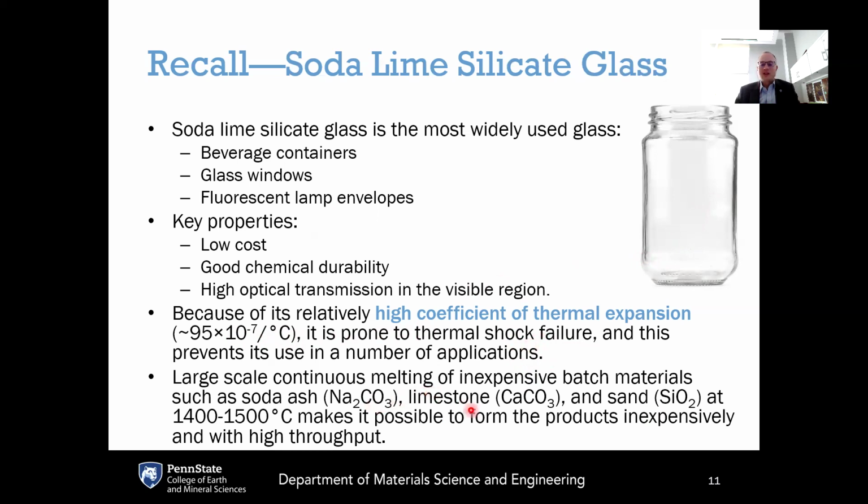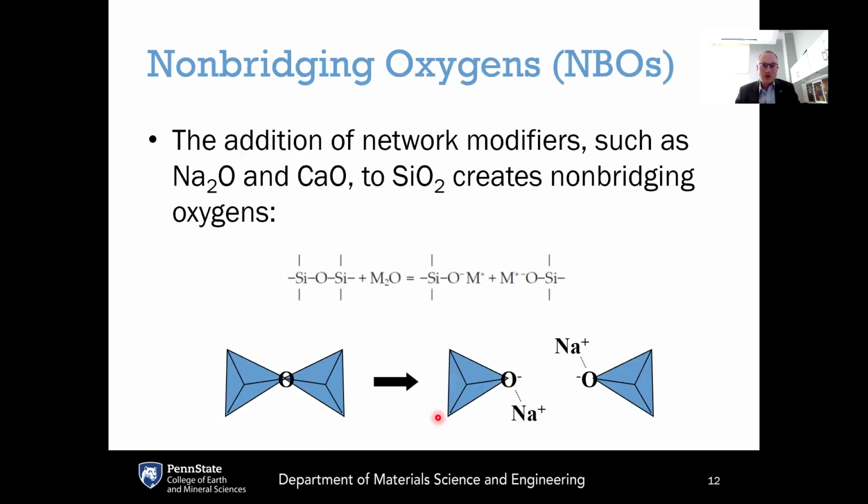Large-scale continuous melting of inexpensive batch materials like soda ash, which is sodium carbonate, limestone, which is calcium carbonate, and quartz sand, which is silica. And this melting is possible at temperatures of around 1450 degrees Celsius. And so this is what makes it possible to make products inexpensively and with high throughput. So this is why soda-lime silicate is by far the most commonly used glass in the world and has been for quite a long time.